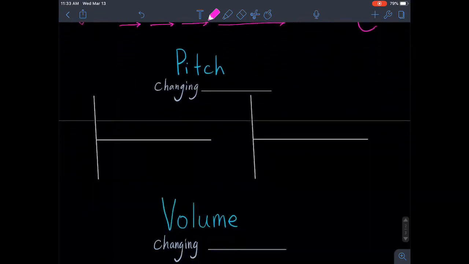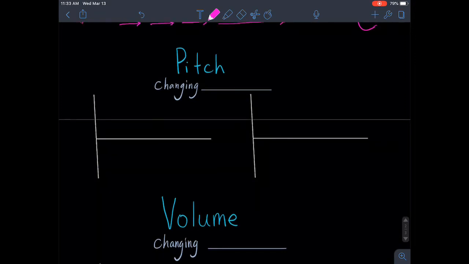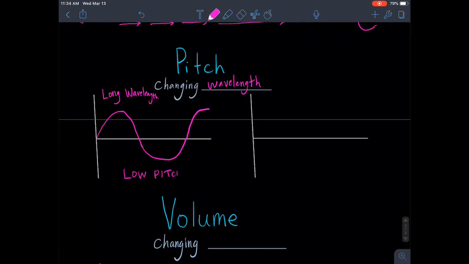But we can change those waves quite a bit by changing the different attributes of the wave. If we want to change the pitch of a noise, we need to change the wavelength of the wave. If I were to draw something with a long wavelength, there's my crest, there's my trough, and there's my next crest. So this one has a wavelength that I'm going to call a long wavelength. And a long wavelength is going to create a low pitch noise.